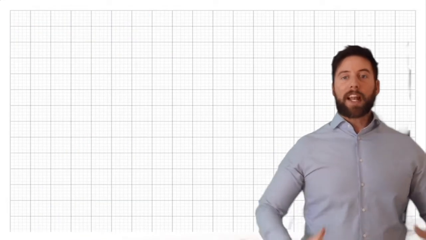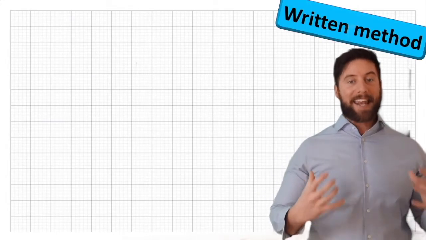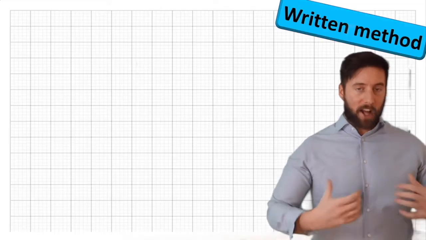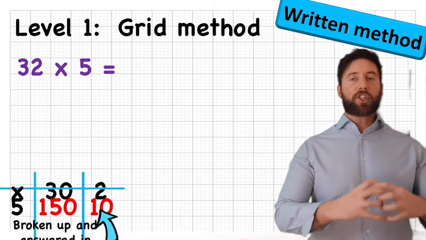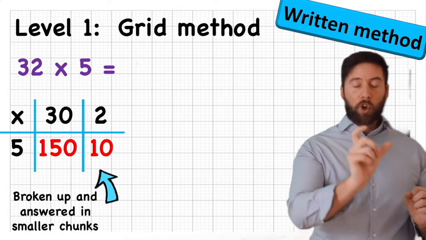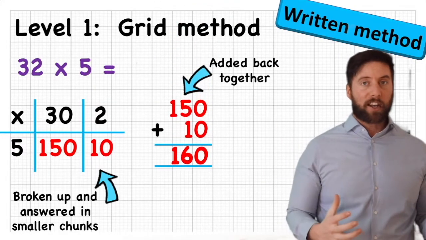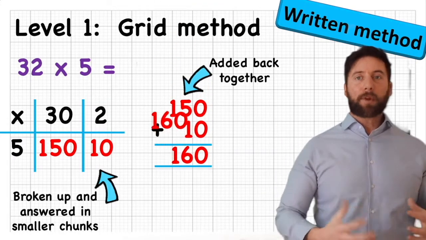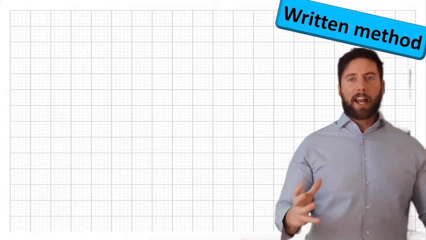But before we get into it, let's review what we've done so far in previous videos to understand where we're at now, okay? So our written method started with grid method. Now grid method was really useful because it really showed us what we're doing. We're breaking up those numbers and we're answering them in smaller chunks and then putting that number back at the end to give us our final total. Okay, so that was the start, but it was a bit long. We realised that when we got into bigger numbers, it got a bit long and a little bit laborious.